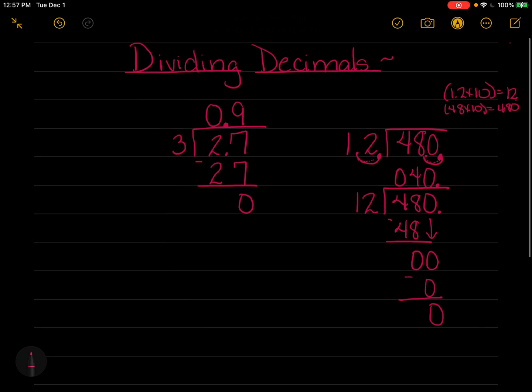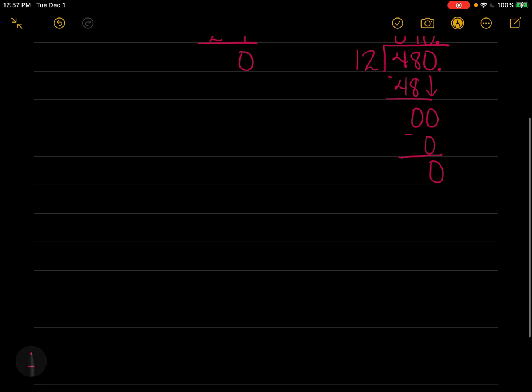All right, and we will do one final example. And this time we're going to do a decimal by a decimal. So let's do 1.32, and we will divide that by 1.1.